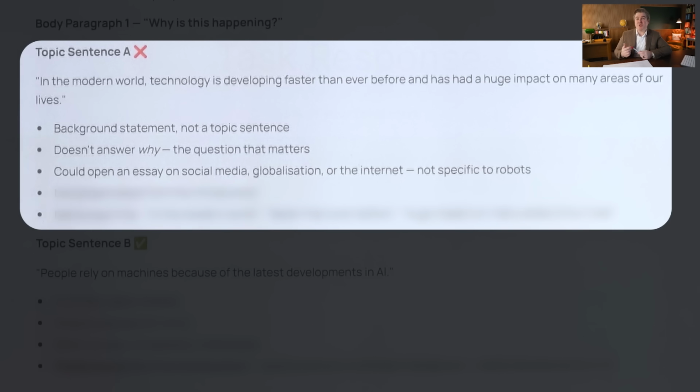Also, this one is extremely vague. It is not using the specific idea that we used in the introduction. It could talk about anything, and that defeats the purpose of a topic sentence. It's also just not paraphrased from the introduction, so it doesn't link up with the introduction.